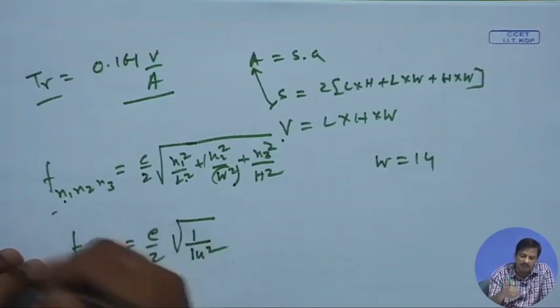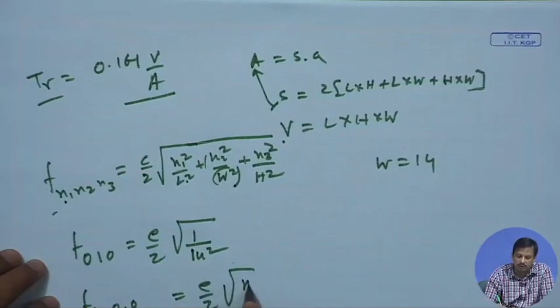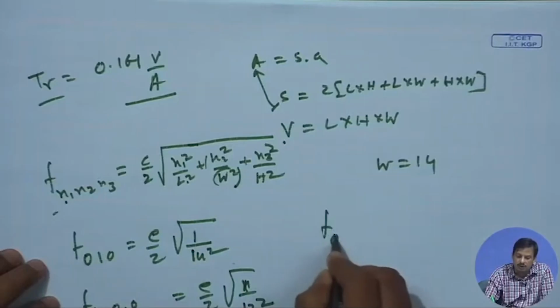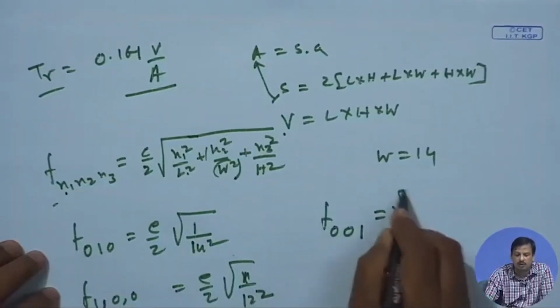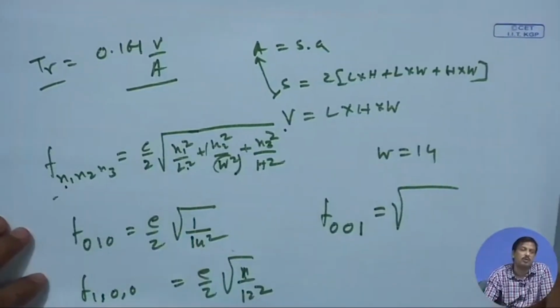Then the next highest, when the height comes in, F100, that is nothing but C by 2 root over of 1 by 12 square. Then F001 is root over of those terms. So that way you can calculate the lowest 5 standing wave frequencies.